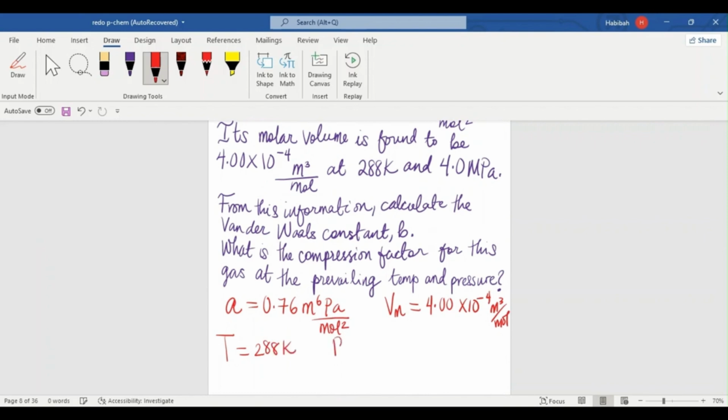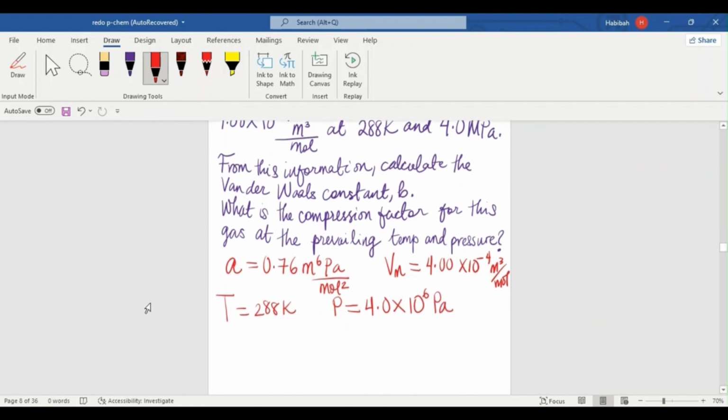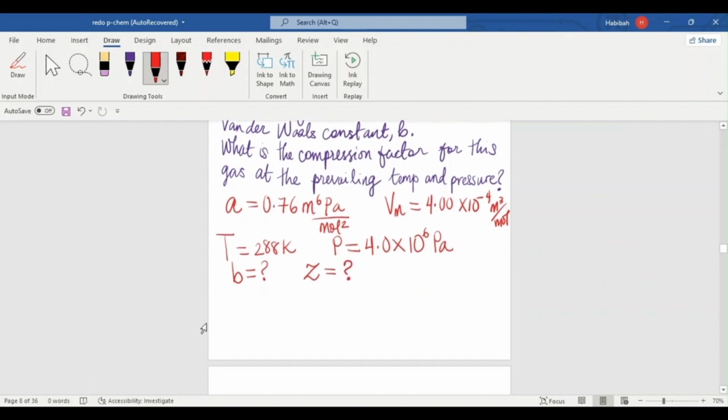We know the pressure is 4.0 megapascal, or times 10 to the power of 6 Pascal. That's what mega is. From this information, calculate the van der Waals constant B. So basically, with all the information we have, we determine the value for B. We're also asked to calculate the compression factor for this gas at the prevailing temperature and pressure. So we're also asked to find the value Z. Determine B and determine Z.